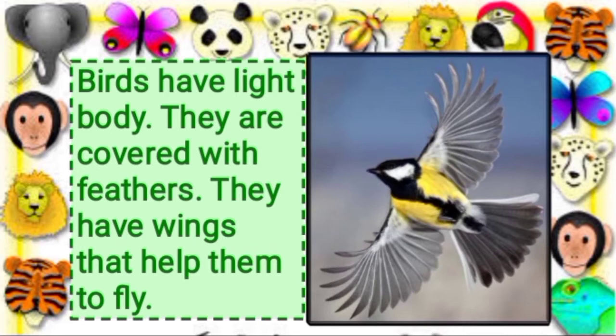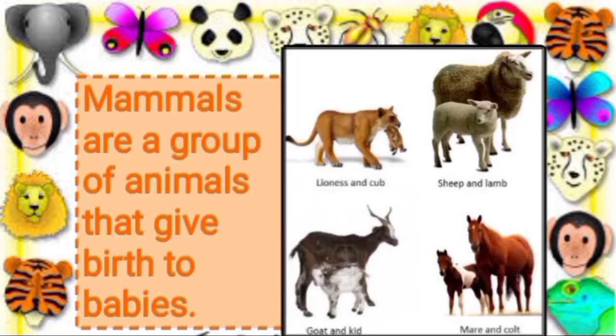So they have a light body, they are covered with feathers, and they have wings that help them to fly, like sparrow and eagle. But birds such as kiwi and penguin cannot fly because they have a heavy body, and they are called flightless birds. Now let's understand about features of mammals.